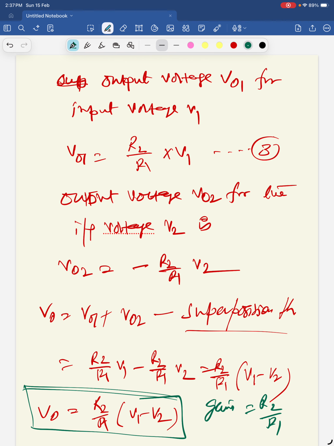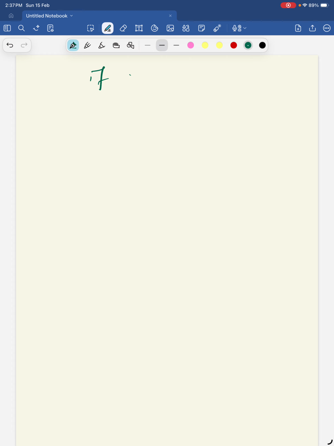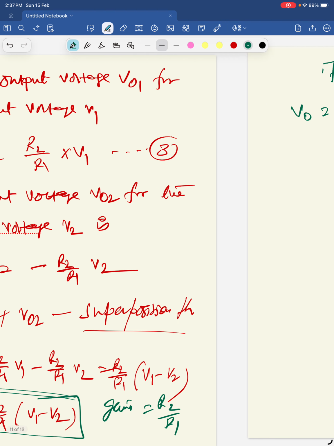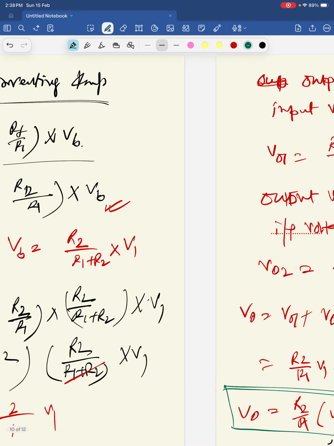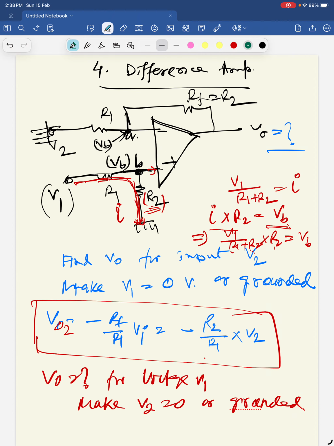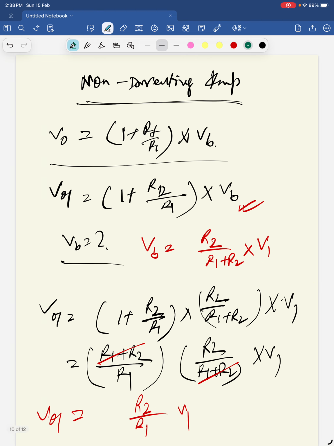And if R2 is equal to R1, then V0 is equal to V1 minus V2. So this is also one more expression. So this is all about difference amplifier. Hope you people understand. So thing is that if you know the circuit diagram, then you will find easily the output waveform.